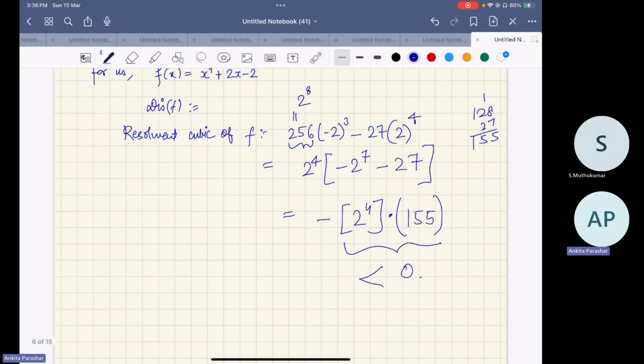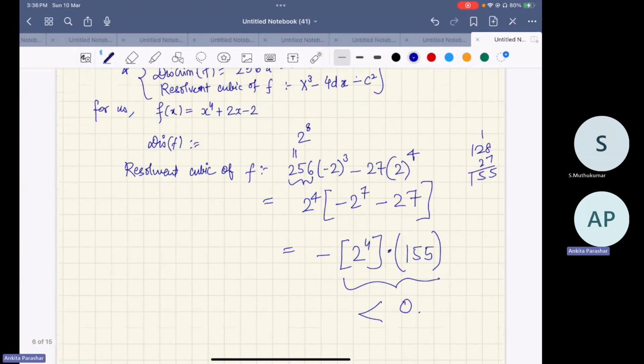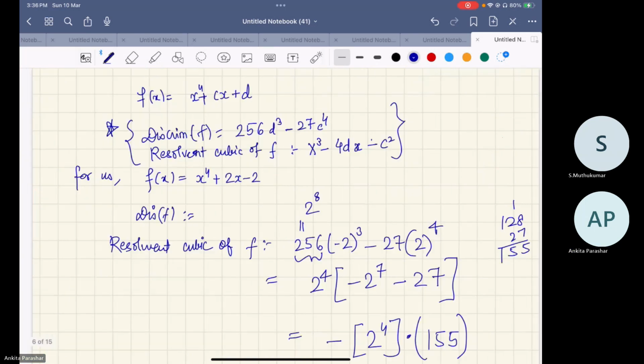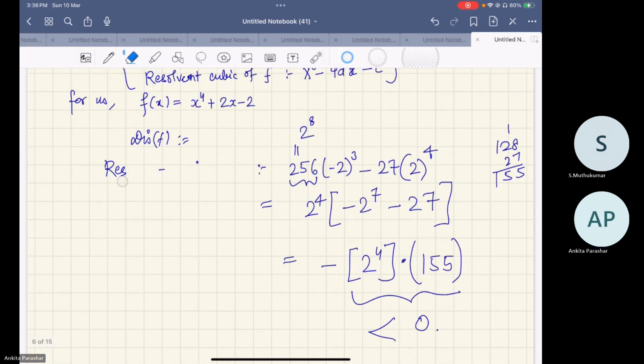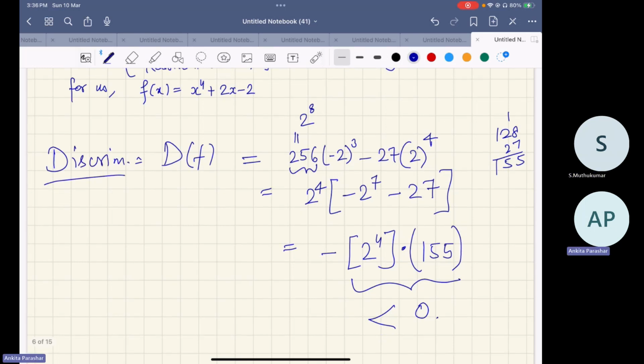So as soon as you have this, can you say something about the discriminant, whether it is a square or non-square? Because we have to determine this. The table says that you need D to be square or non-square. Now we have something D. So this is our D, which is nothing but D of f, the discriminant. As long as it's negative, can you say something about that?